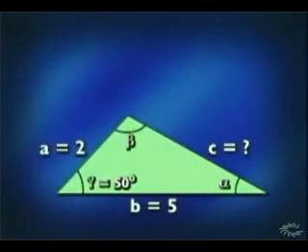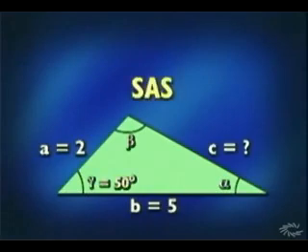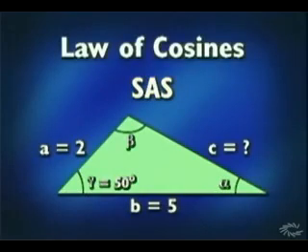We're given a triangle where we know that side A is 2, side B is 5, and the angle between the 2 known sides, angle gamma, is 50 degrees. So we know the side angle side info for this triangle. We'll use the law of cosines to figure out side C.